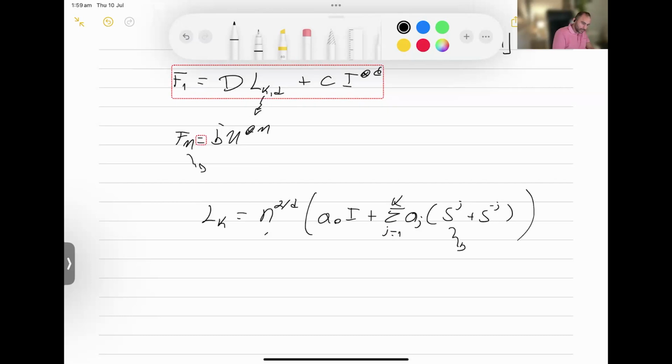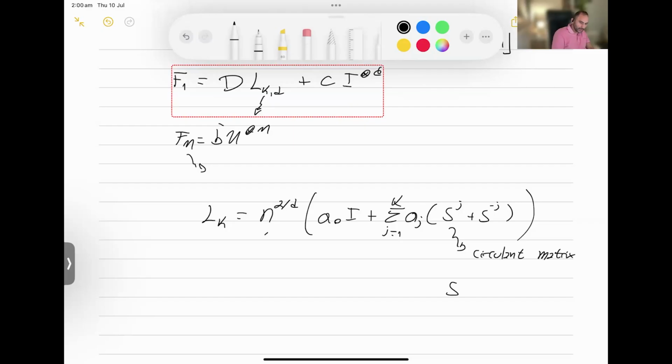Where S is the circulant matrix. And as we increase the order, for higher order Laplacians, we just have to increase the sum over k here, and we're going to have a larger order of approximation of the Laplacian. So it's really easy to write. This is for the periodic boundary condition.